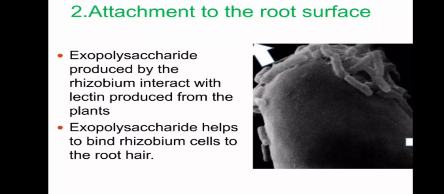Attachment to the root surface. Exopolysaccharide produced by the rhizobium interacts with the lectin produced by the plants. Exopolysaccharide helps to bind rhizobium cells to the root hair.